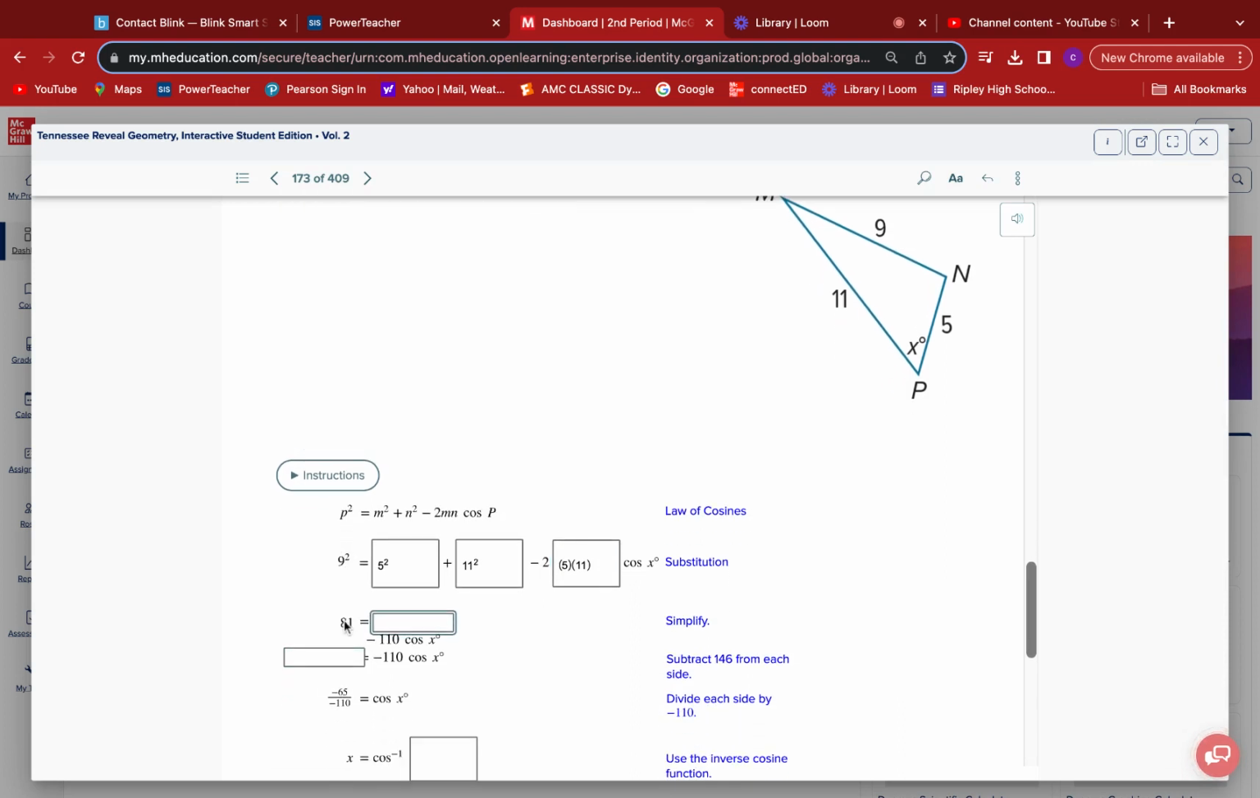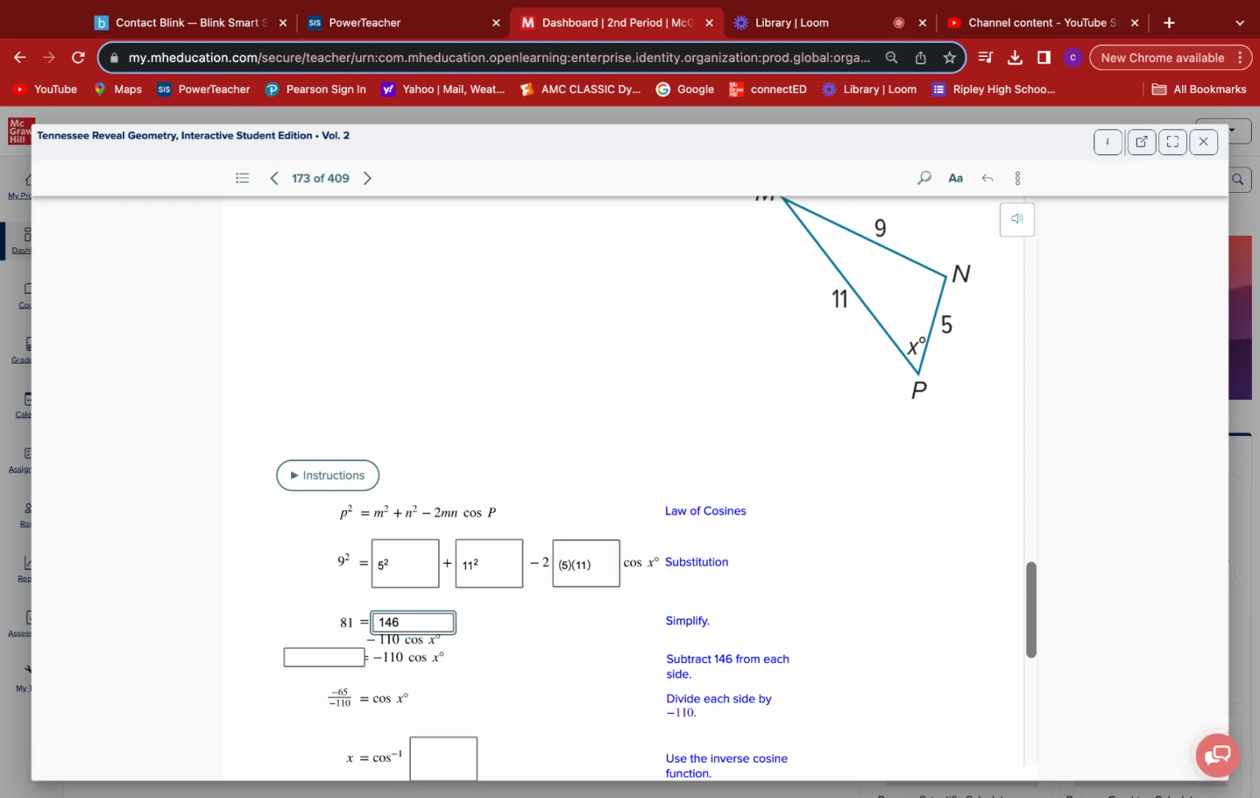So 9 squared is 81. All right, so now I need to do 5 squared plus 11 squared in my calculator. 5 squared plus 11 squared is 146. And then they multiplied 2 times 5 times 11 to get 110. So it's going to be minus 110 cosine of x. Okay, let's see, what do they do next?